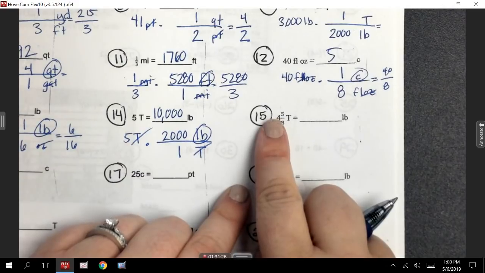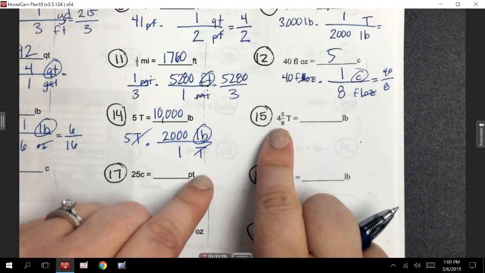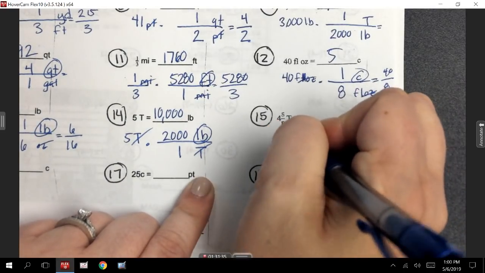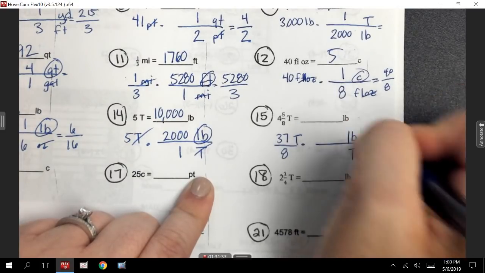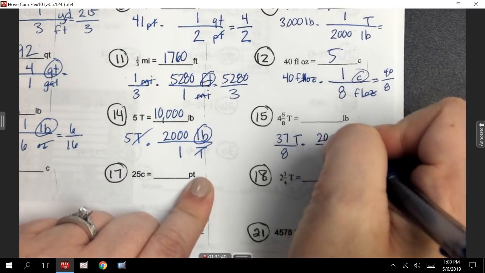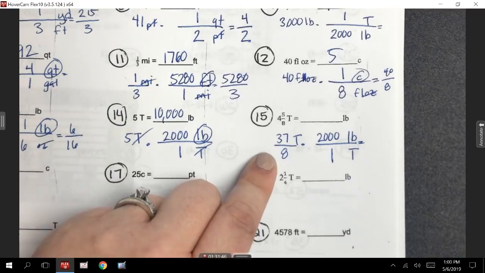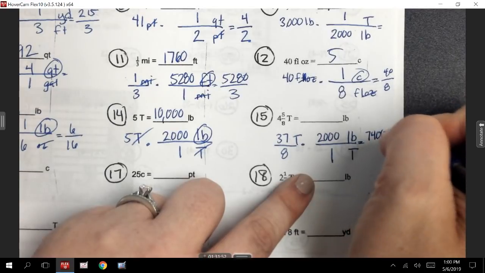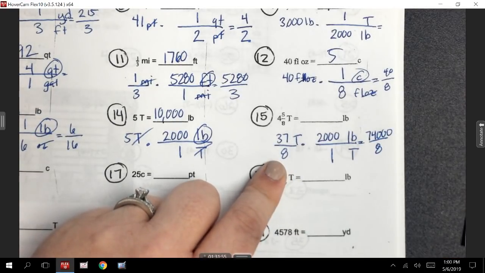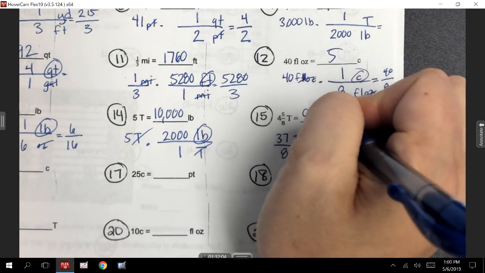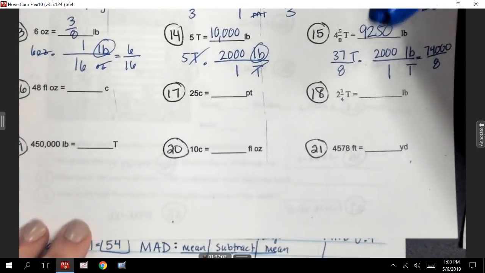Number 15, remember, if there are three numbers, we've got to do that backwards C. So 4 times 8 is 32, plus 5 is 37 over 8. Keep my T on the bottom, LB on the top. So we end up with 1 ton, 2,000 pounds there, all right? So when I multiply 37 times 2,000, I get 74,000 over 8. I'm going to use my fraction button, and that simplifies nicely to 9,250.